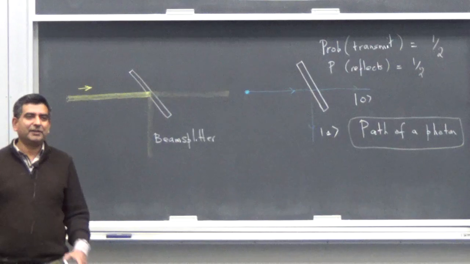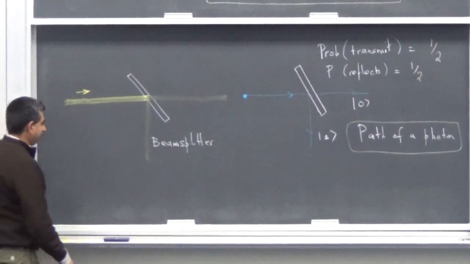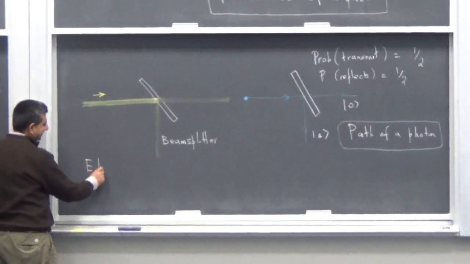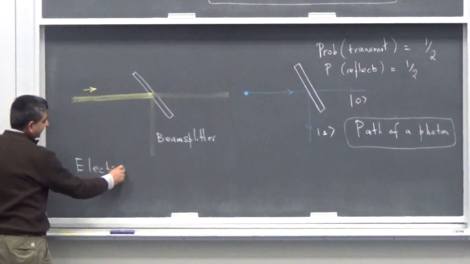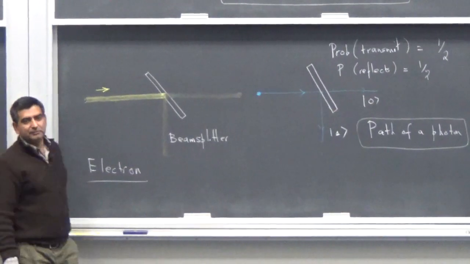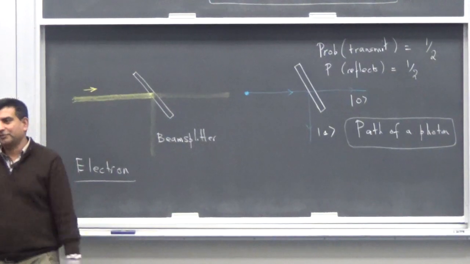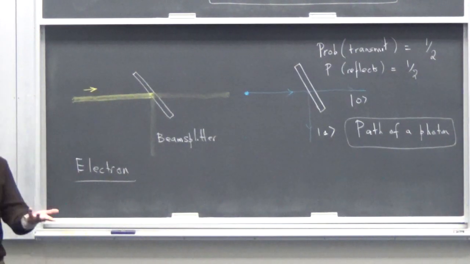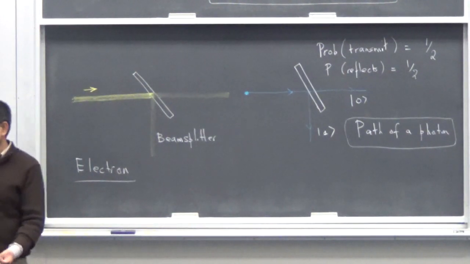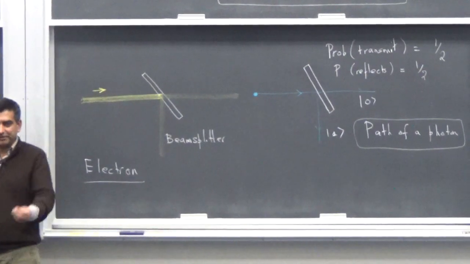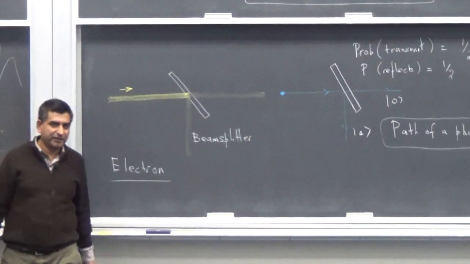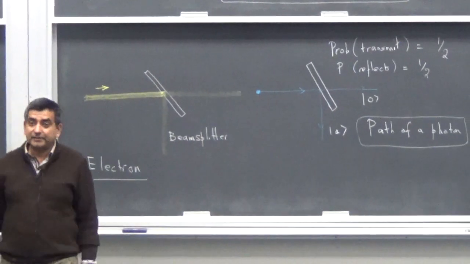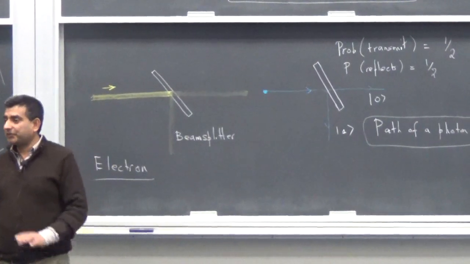Spin of the electron. Now, electron. So this is the first use of the word electron in this course. Electron, a single electron, it has mass, it has some charge. So it has some degrees of freedom. Mass is a degree of freedom, charge is a degree of freedom. Another property an electron has is its spin.